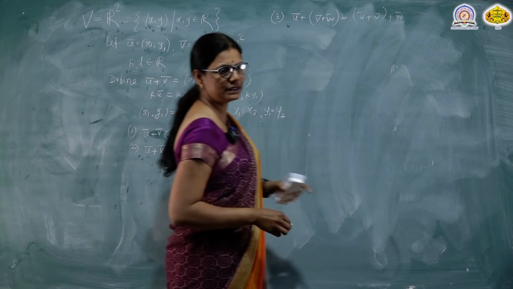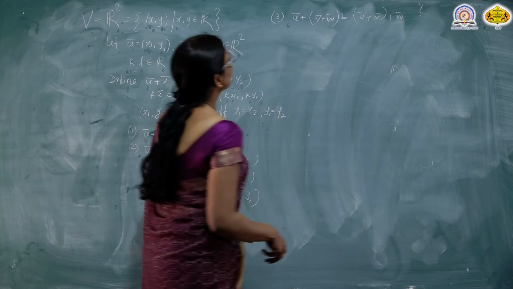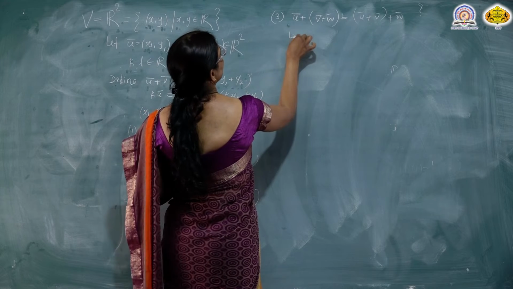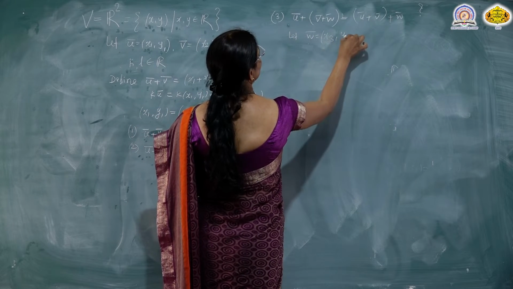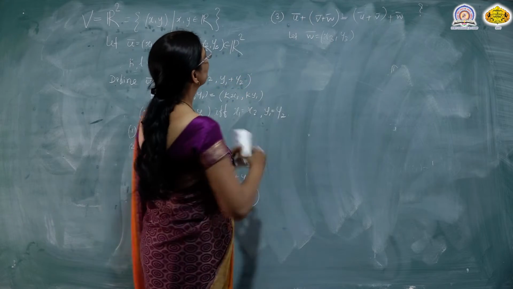So for this property, actually we want to prove this one. So for this property, we require the third vector. So take W bar equals to x3 y3. Okay. Now starting with this one.